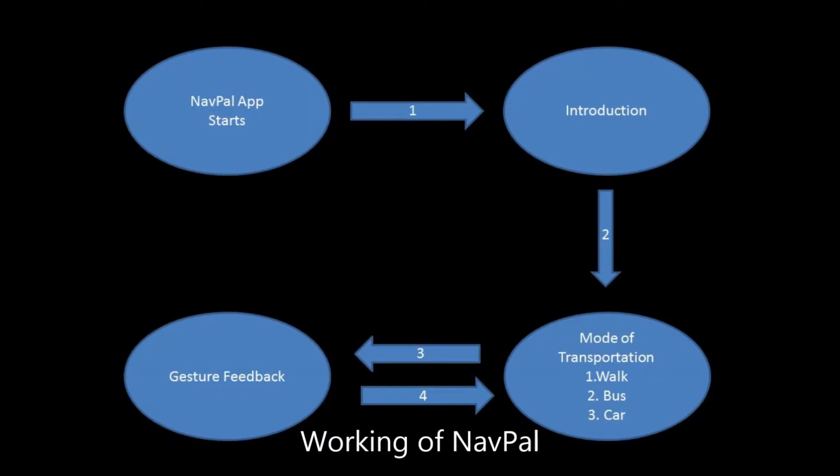Upon launching the NavPal app, the app introduces itself to the user, hence notifying that the app has started and all the functions are behaving normally. Soon after the introduction, the app will ask the user to input a mode of transportation he or she would want to take. The current app supports 3 navigation types, which are 1. Walking, 2. Taking a bus, and 3. Taking a cab or car.